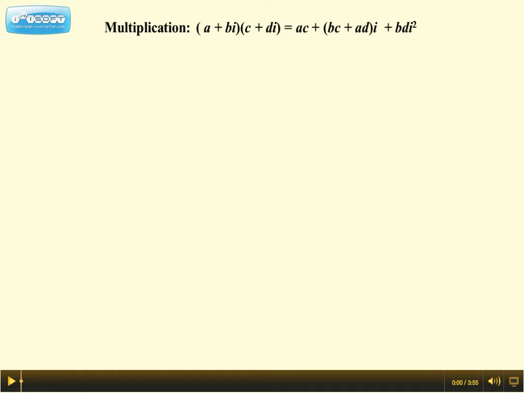This is part 2 of the presentation, Introduction to Complex Numbers and Their Operations. In this presentation, we'll investigate multiplication and division.